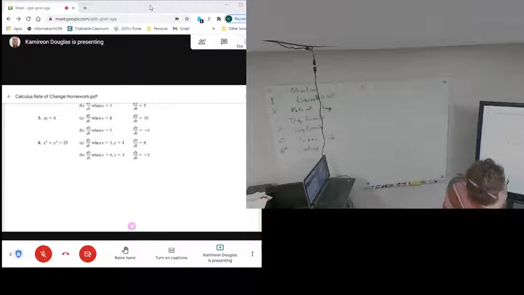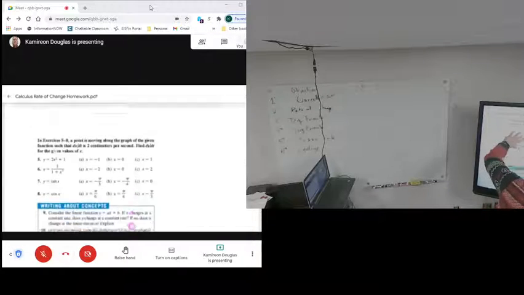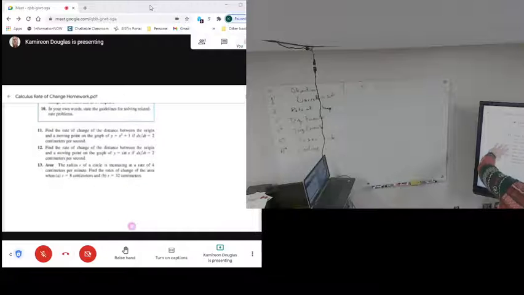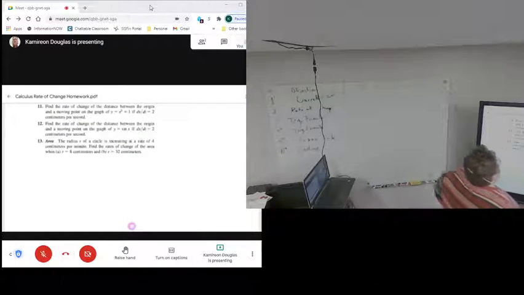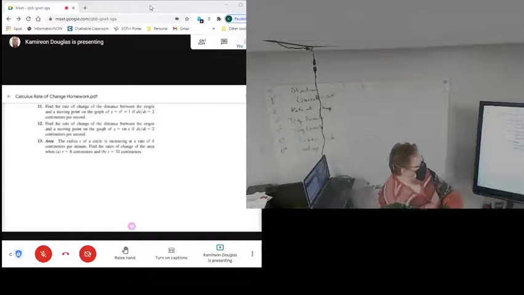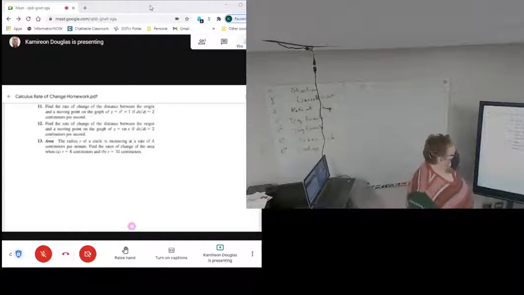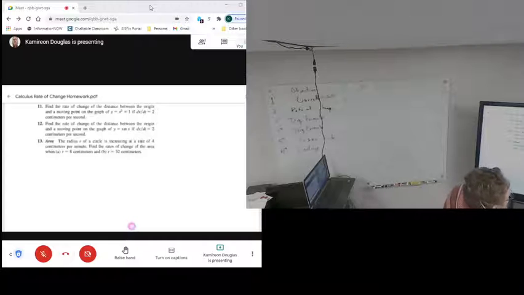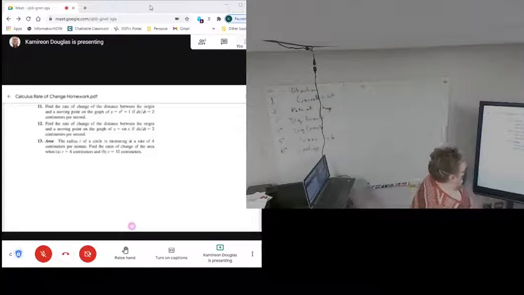For today, I want to focus more on these word problems. These word problems can get interesting. Let's start looking at number 12. Find the rate of change of the distance between the origin and a moving point on the graph of y equals sine of x if dx/dt is equal to 2 centimeters per second.